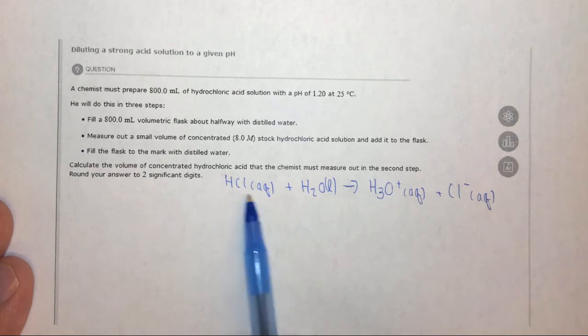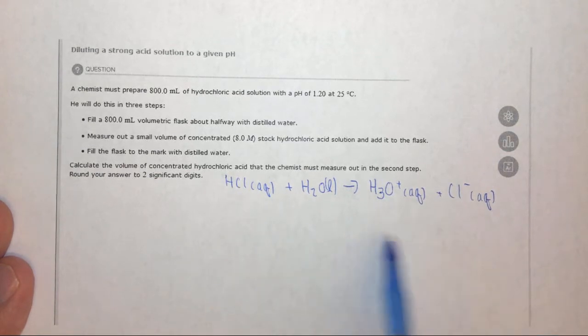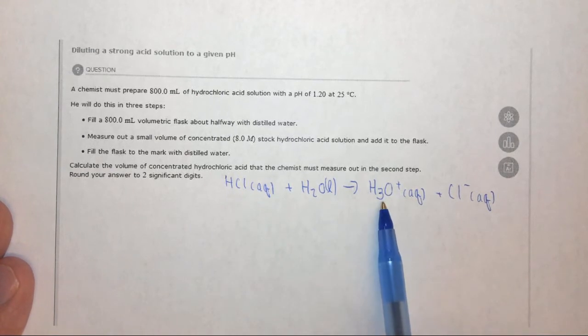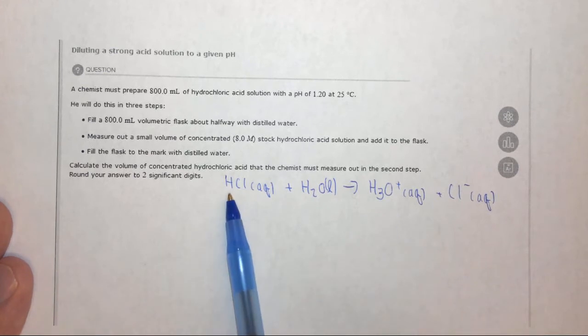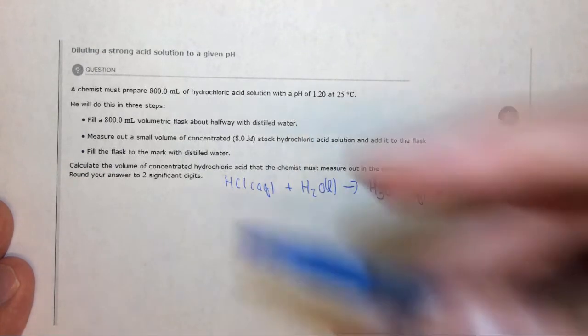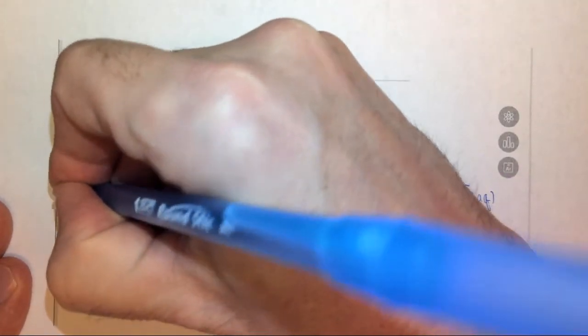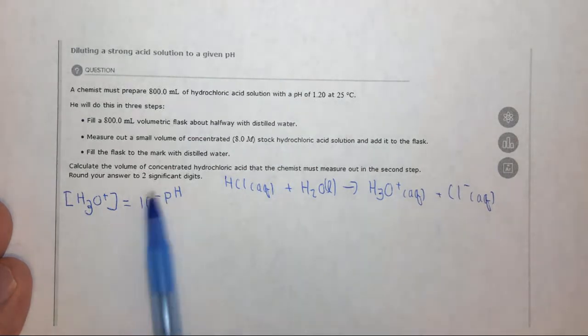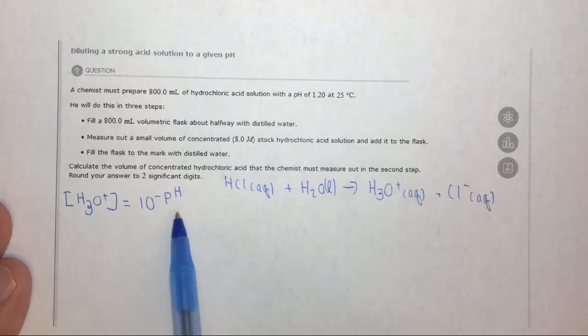And what we need to remember is that since HCl is a strong acid, this reaction goes to completion. Said another way, the concentration of HCl and the concentration of H3O plus are the same. So we could figure out the concentration of HCl/H3O plus that we need based on the pH. If you recall, concentration of H3O plus equals 10 to the negative pH. And in a previous video on this playlist, I show you this equation, where it comes from, and even how to plug it into the calculator. So if you need to review that, that would be a great idea.